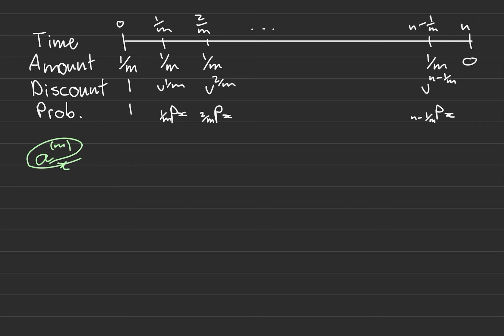This is going to pay at time 1 over m, it'll pay at time 2 over m, 3 over m, and so on, for the rest of this person's life until they die. So if they die in their 60th month from now, then they won't receive that 61st payment at the end of that 61st month.